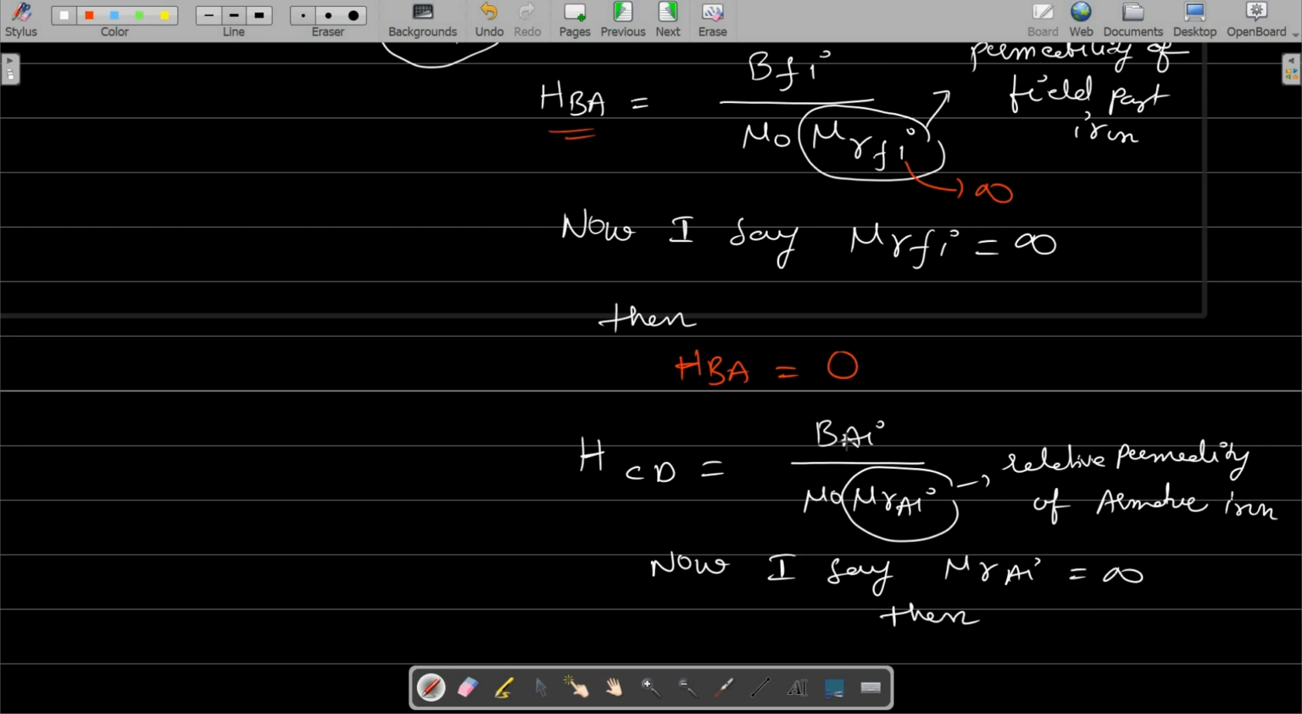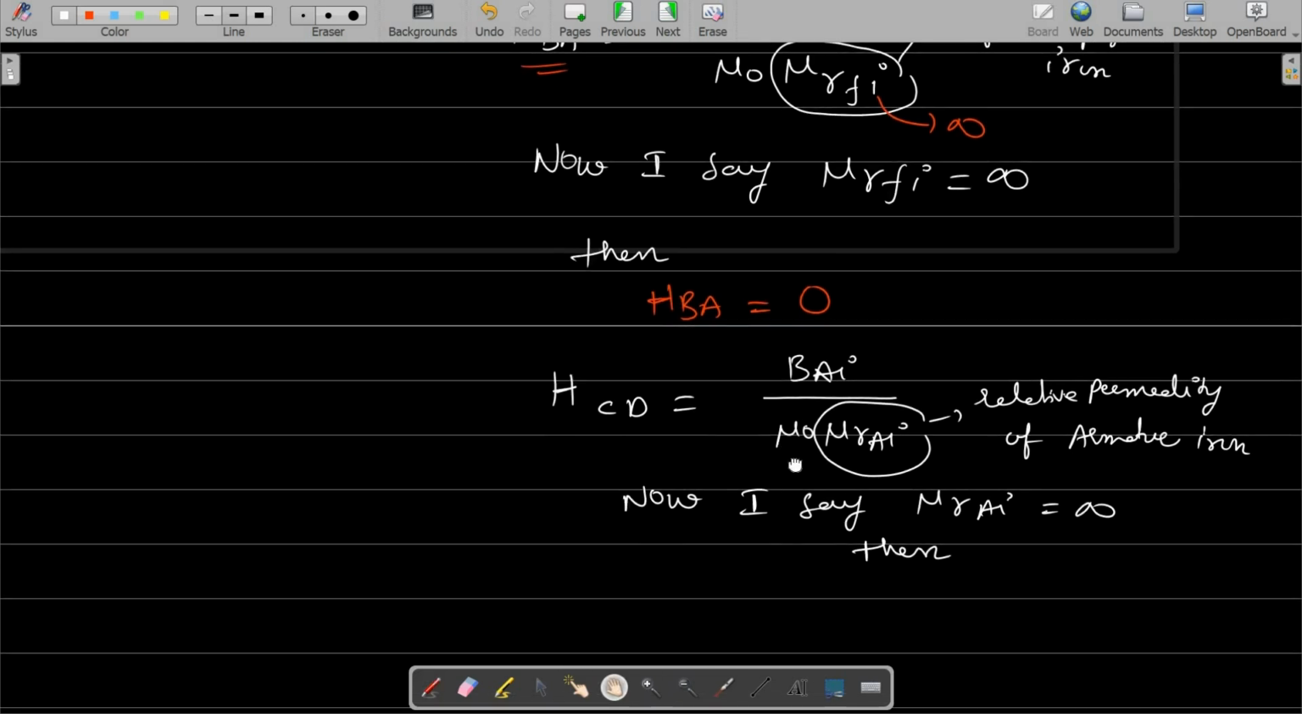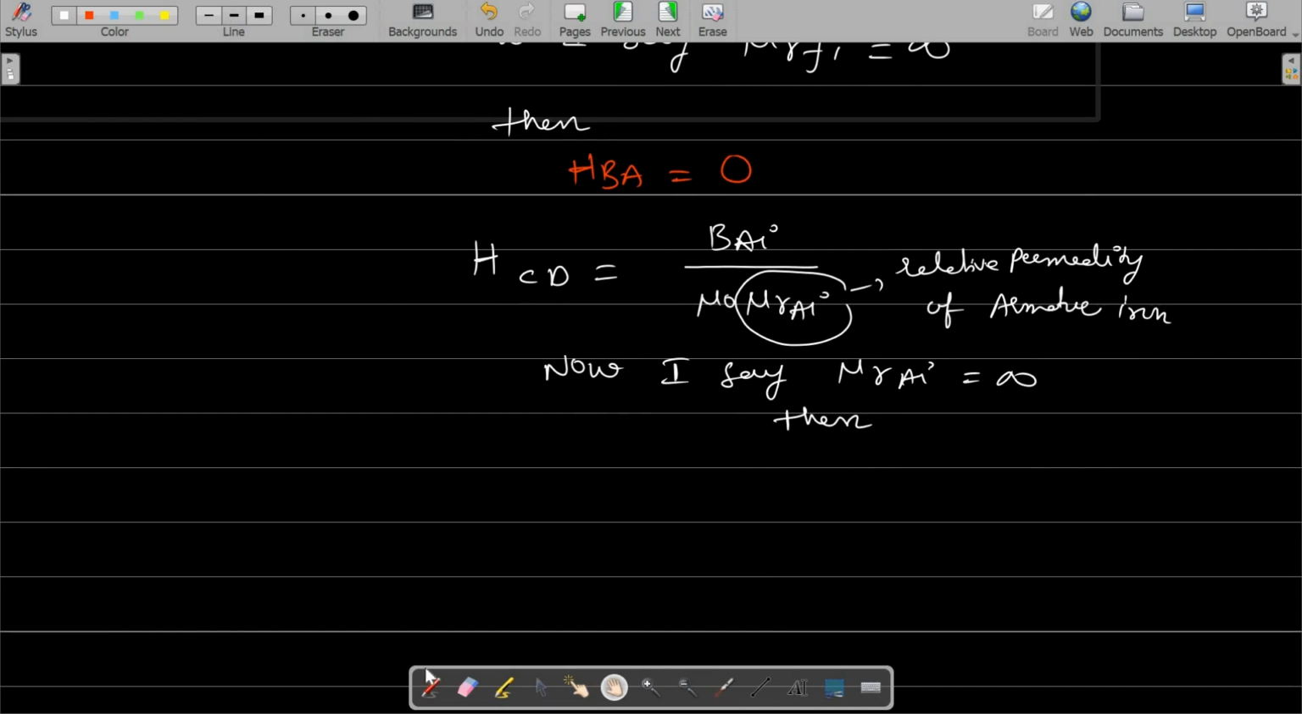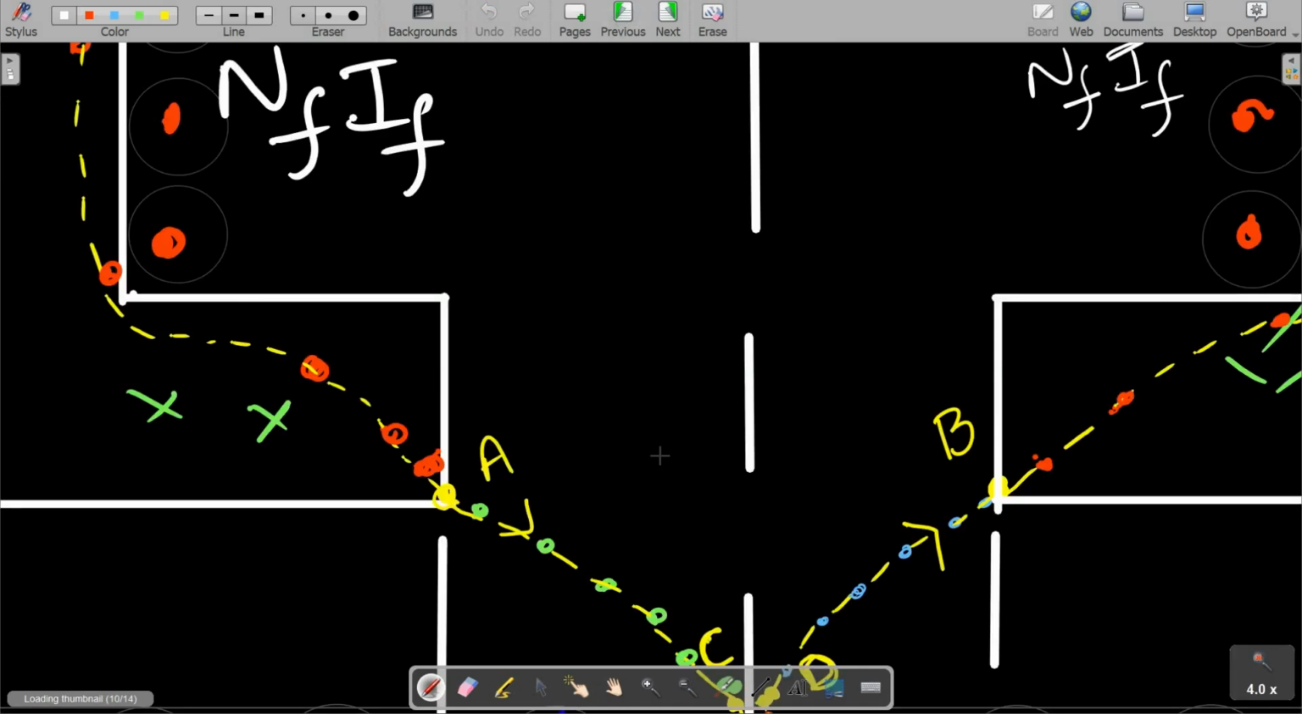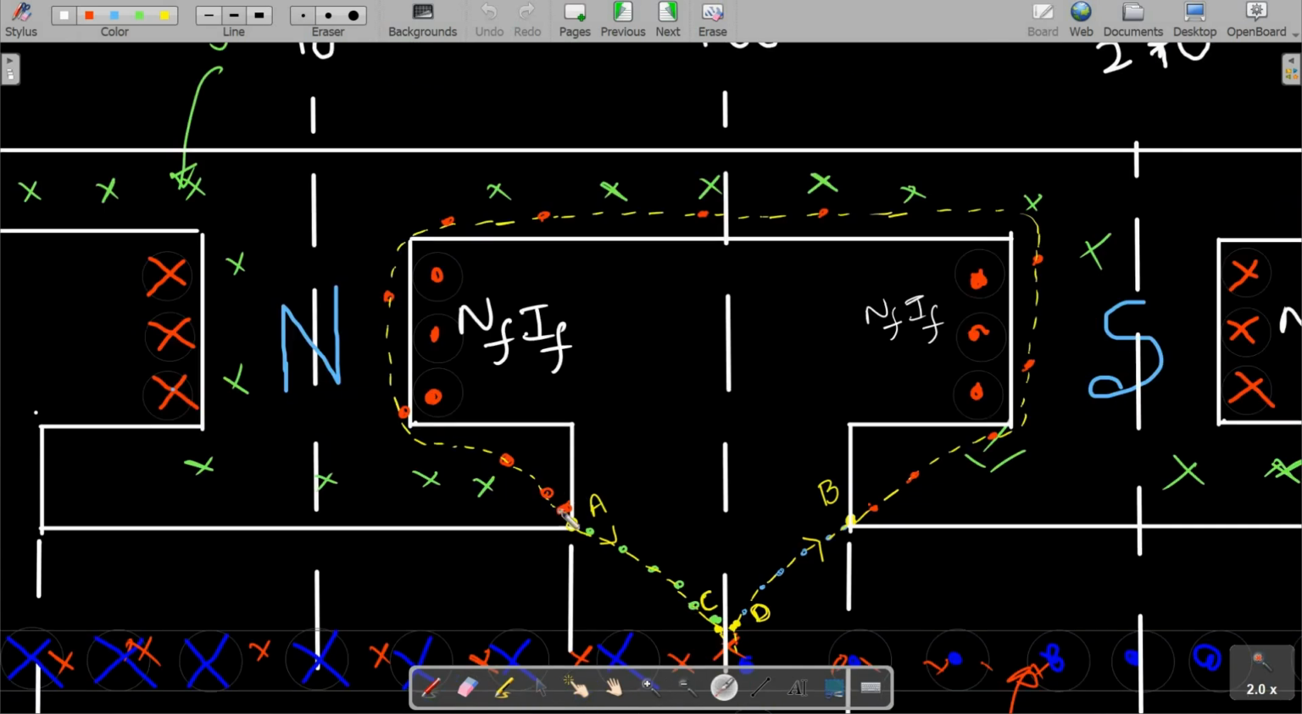Then the HCD will be equal to 0. That means whatever the field intensities we have got here, this HAB in the field iron part will be 0. And similarly in the armature iron part, this HCD will be 0.